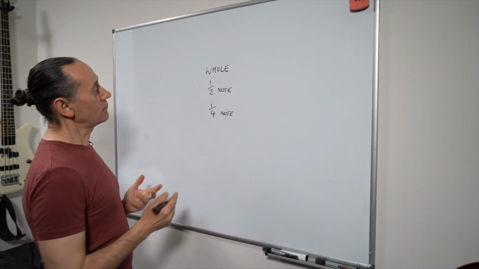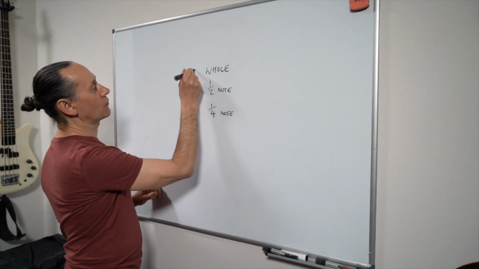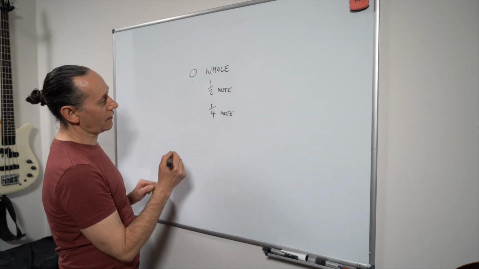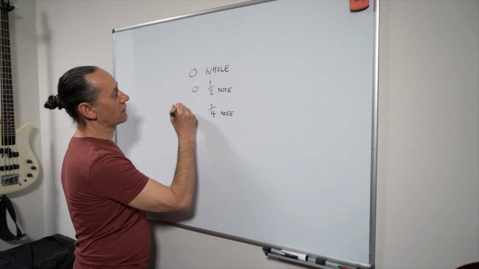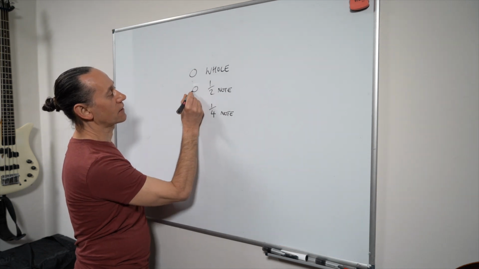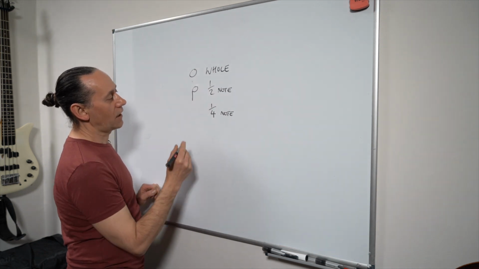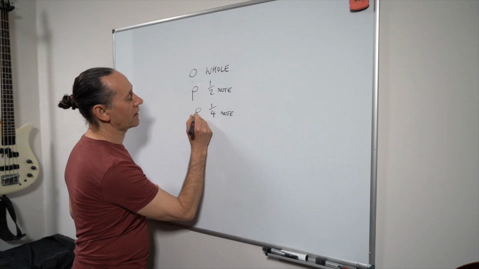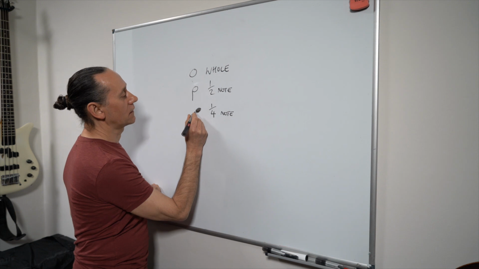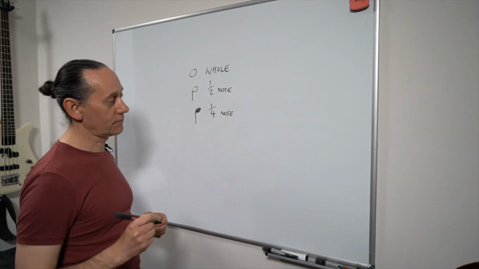So the whole note symbol looks a little bit like a hole. The half note symbol is a very similar note head, but it also has a stem. And the quarter note looks very much like the half note, but the head is filled in. It also has a stem.